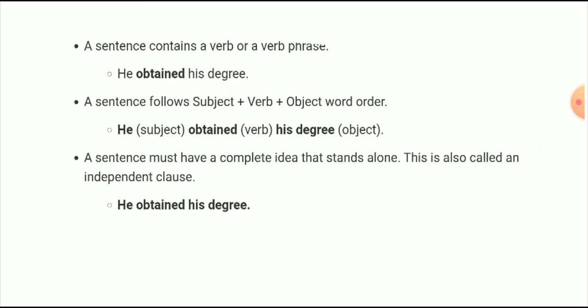A sentence must have a complete idea that stands alone. This is also called an independent clause. He obtained his degree. It is the independent clause and it is giving you the complete sentence structure and complete idea.